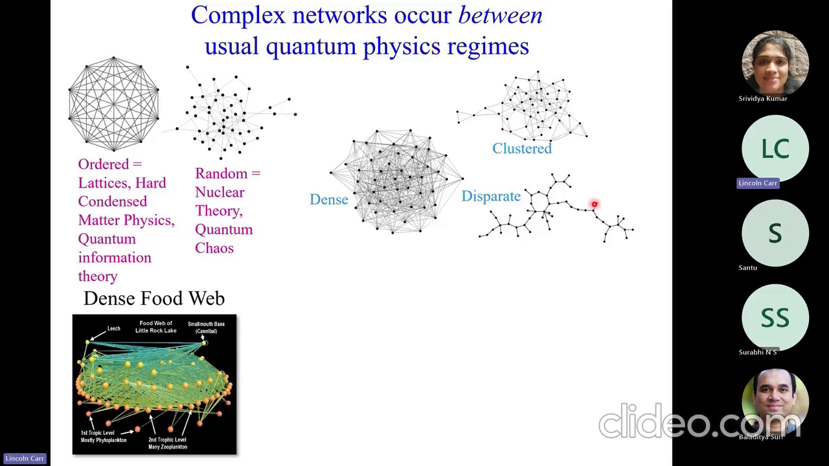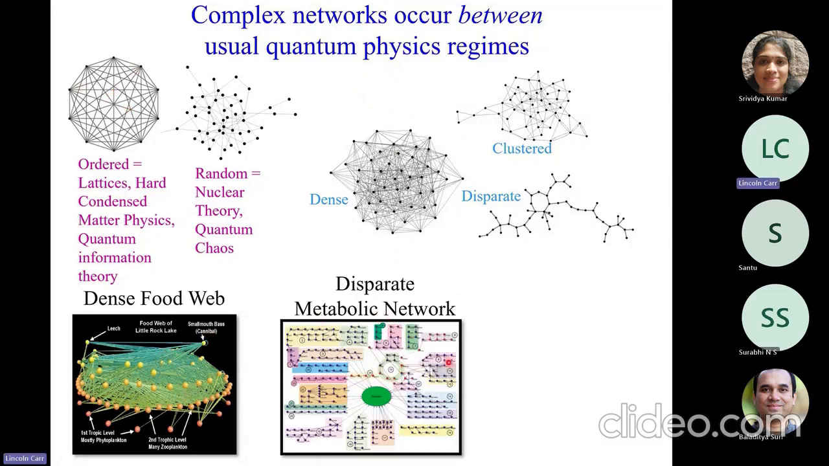Okay, so, if you think about a dense food web, I'm not sure if you can read it, the slide is out of focus here, but see how these nodes have connections between many different nodes. This is a dense network. It's a system in which almost every organism meets almost every other organism. So that's an example of a dense food web. Of course, it's not completely everything with everything.